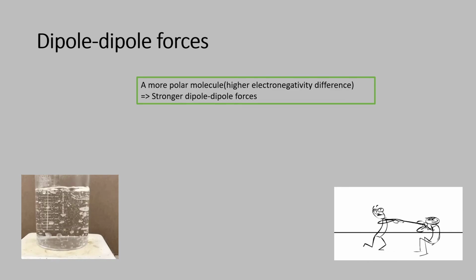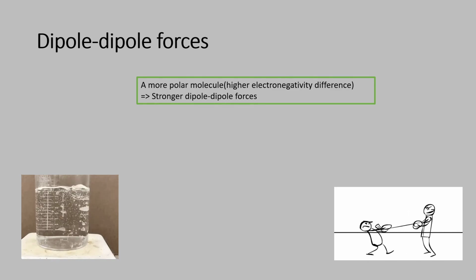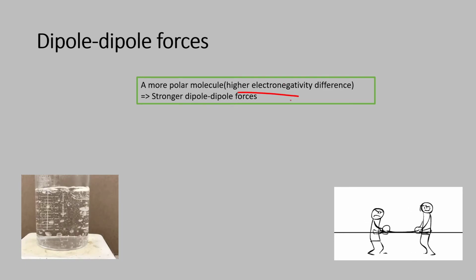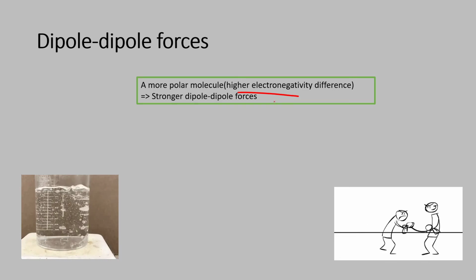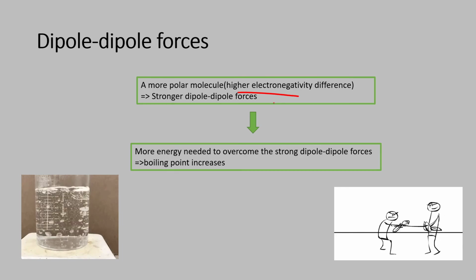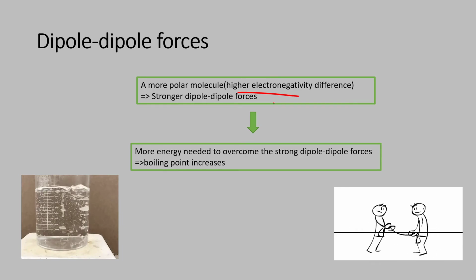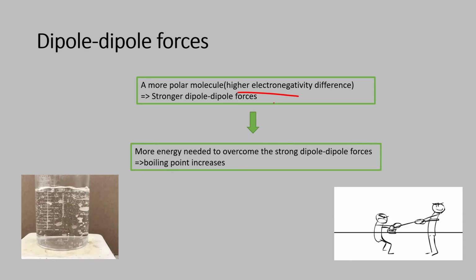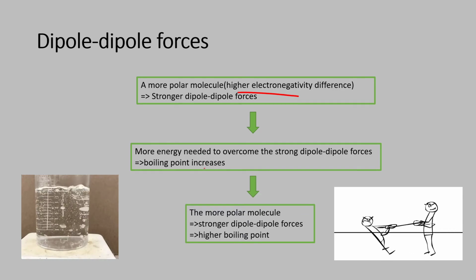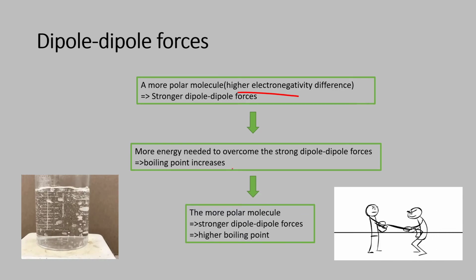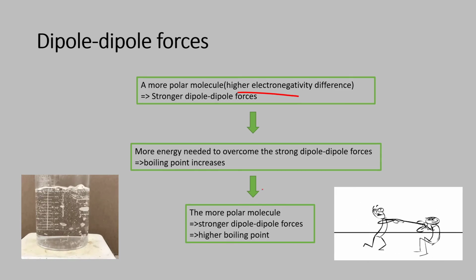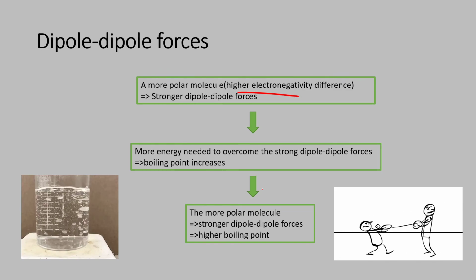So, describing dipole-dipole forces. The more polar, which usually means higher electronegativity difference, the stronger the dipole-dipole forces. Because it has stronger partial positive and partial negative charges, the attraction is stronger. So more energy is needed to overcome it. That's why the boiling point of polar molecules is higher. For this kind of question, usually they will ask about boiling point. They will give two molecules.